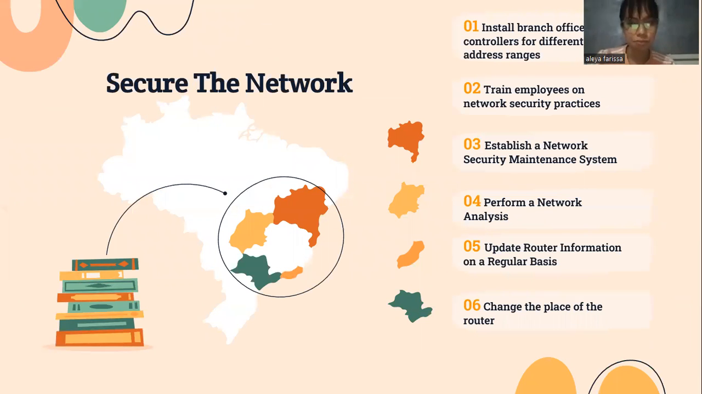Okay, next slide. First point, install branch office domain controllers for different IP address range. The second, train employees on network security practice. The point number 3, establish a network security maintenance system. And number 4, perform a network analysis. Number 5, update router information on regular basis. And number 6, change the place of the router. Next slide.